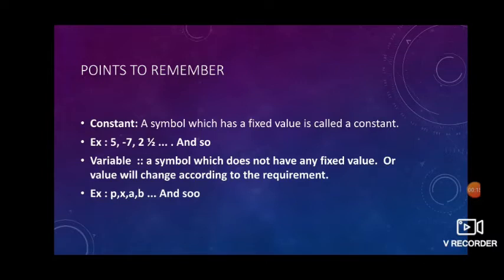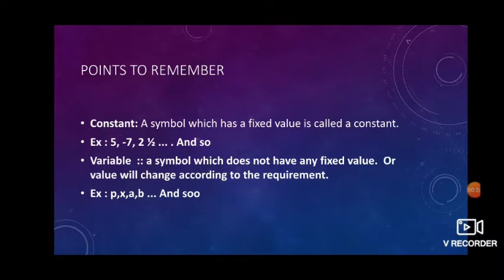First one is a constant. A constant is a symbol which has a fixed value. All the real numbers come under this constant. For example, 5. 5 is a value; whatever the situation, whatever the sum you take, the value of 5 will be 5 only.